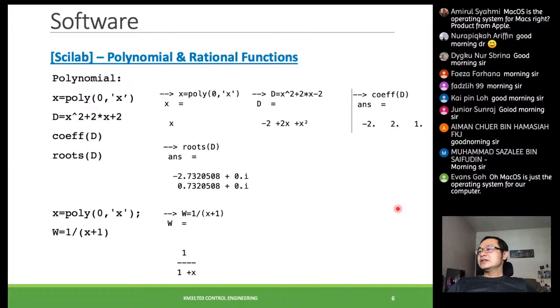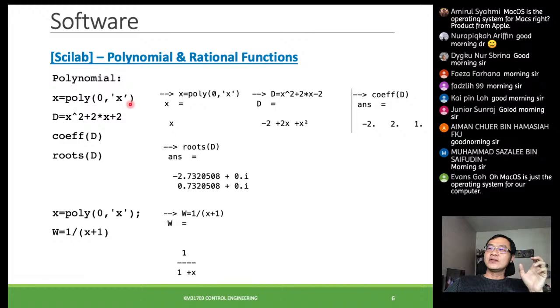Again, now you can start to put in polynomials. You can put your so-called equations into your software. In order for the software to recognize which one is your symbol, you have to put x equals poly bracket 0 and then your x sign.